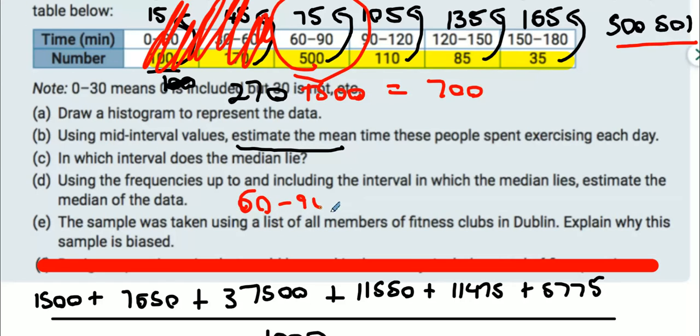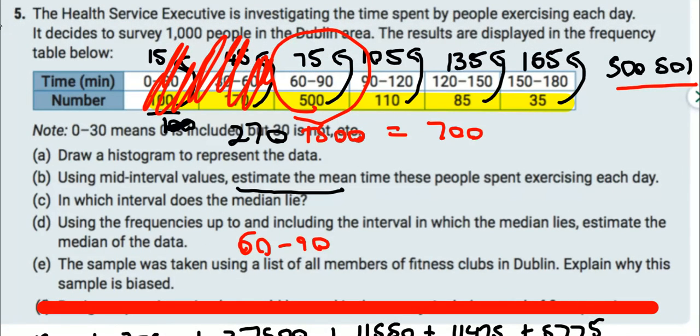Really quickly. The sample was taken using all members of fitness clubs in Dublin. Explain why this sample is biased. Well, guys, generally speaking, if you're taking members of fitness clubs, they're all really active people. So therefore, they're going to spend a lot of time exercising. This means this sample is really biased. It's not interviewing anybody that doesn't go to a gym. So it's really biased.